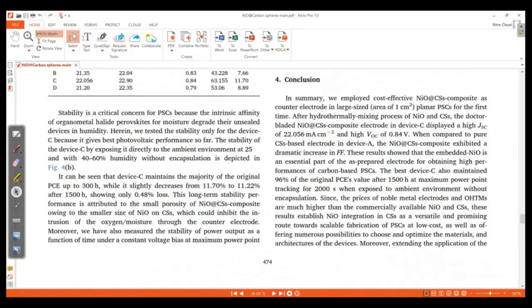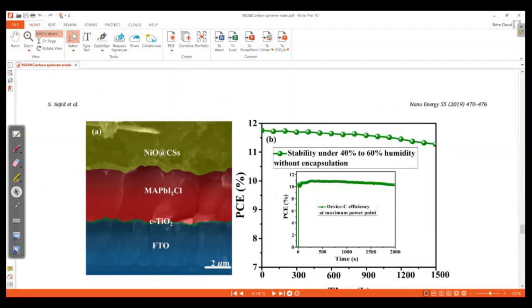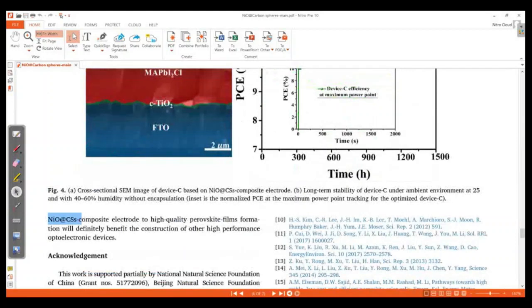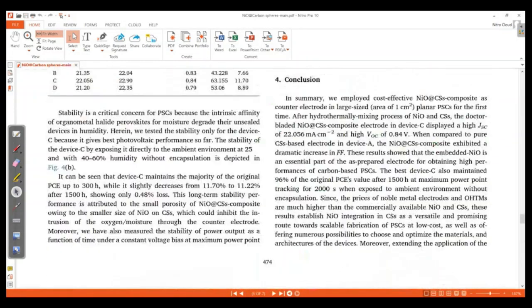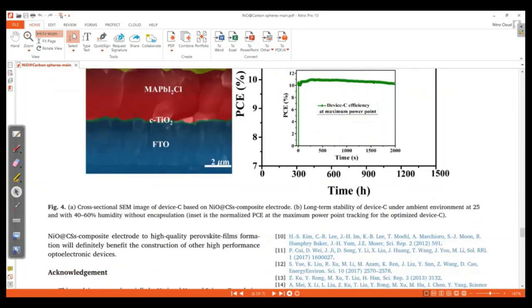for example over here: Moreover, extending the application of the nickel oxide carbon sphere composite electrode to high quality perovskite films formation will definitely benefit the construction of other high performance optoelectronic devices. So this is the future section. This also we have to care about: we will have the results and the important results, and then we need to put an ending sentence on how it can be extended in future work.